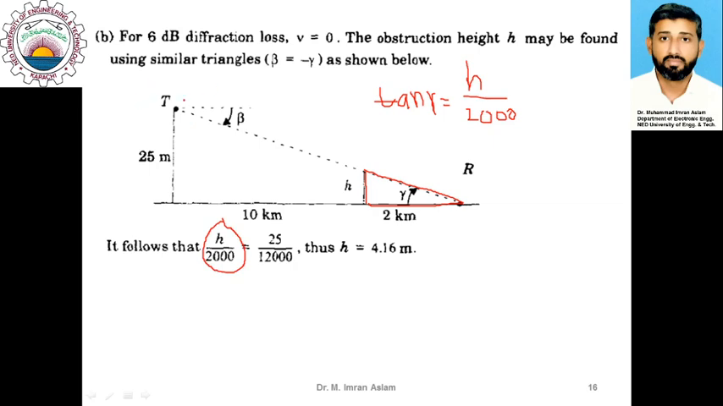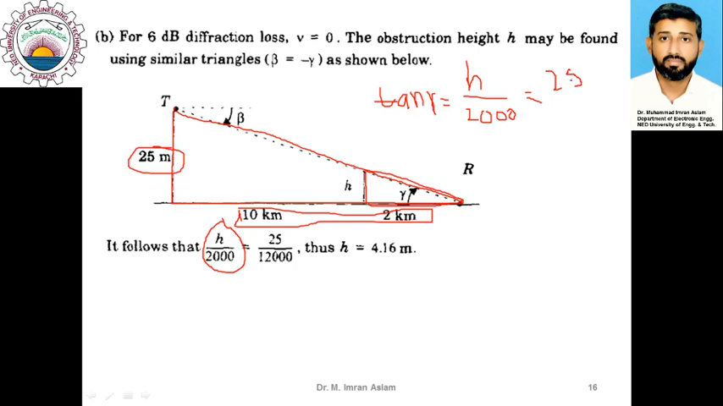There is another geometry here. If you take the geometry from the transmitter end, we have a right triangle coming from the transmitter. For this particular case, the base is 10 kilometers plus 2 kilometers and the perpendicular is 25 meters. In that case, we can again calculate tangent gamma because the gamma angle is the same for both geometries. So tangent gamma would be equal to 25, the perpendicular, divided by this entire base length, which is 12 kilometers or 12,000 meters.